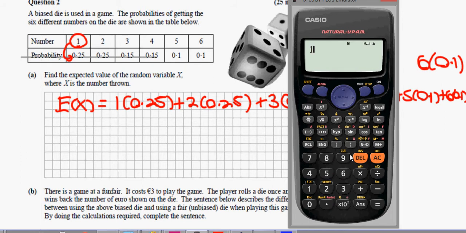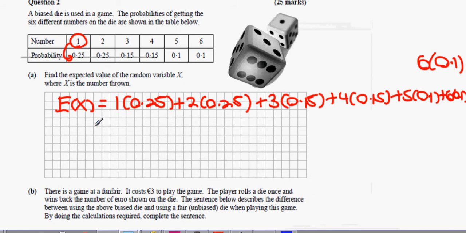Okay, so it's going to be 1 bracket 0.25 plus 2 multiplied by 0.25 plus 3 multiplied by 0.15 plus 4 multiplied by 0.15 plus 5 bracket 0.15, I mean 0.1, plus 6 multiplied by 0.1. Okay, and what we get here is 2.9 over 10, basically 2.9.